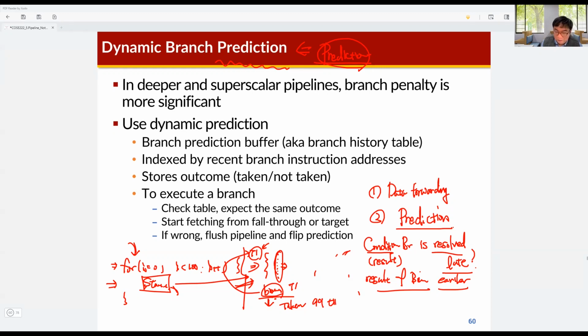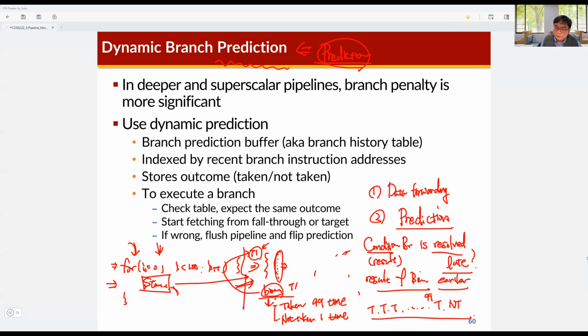99 times. And then finally, not taken 1 time. Okay. So if we see this code, we can know the result of the branch instruction. Also, if we see the result of the branch instruction sequentially, then we can know that there's a taken, and then taken 199 times, and then not taken.